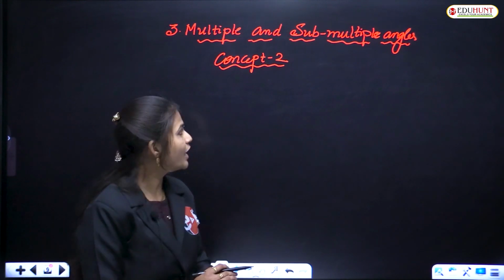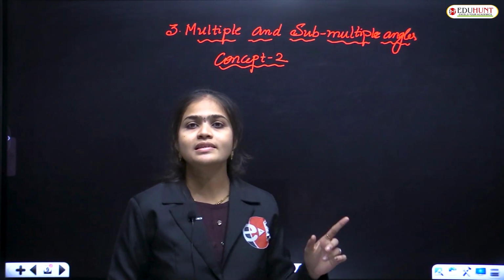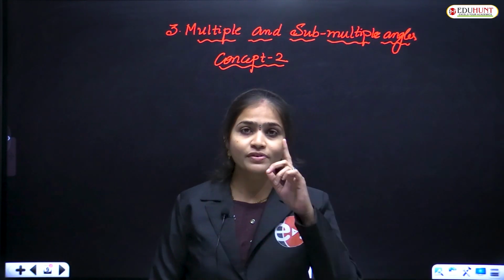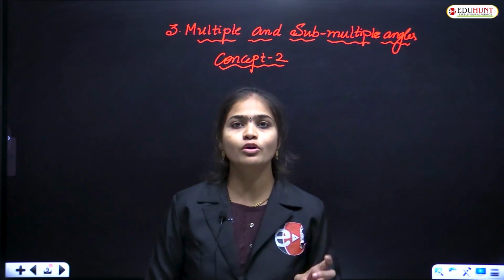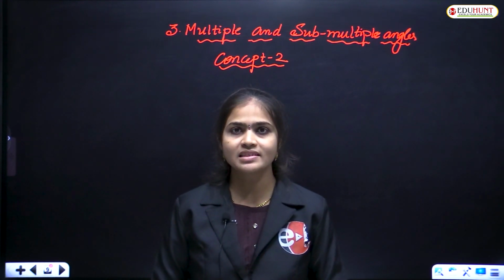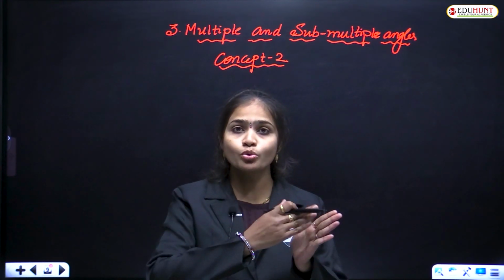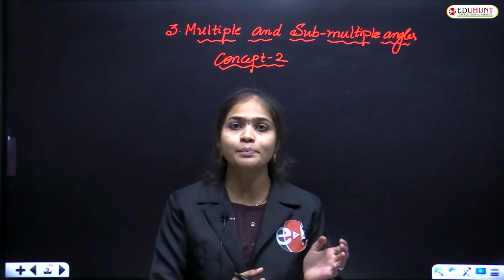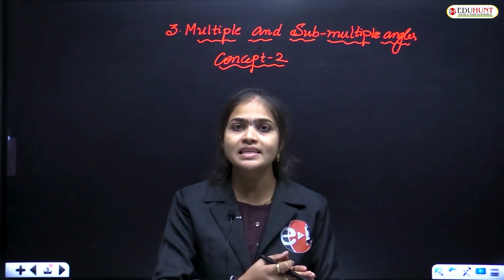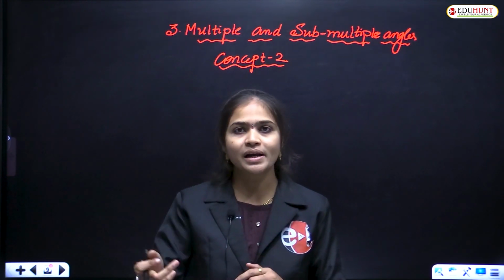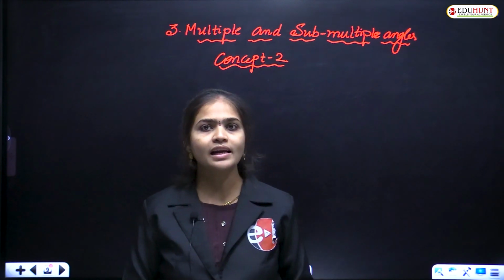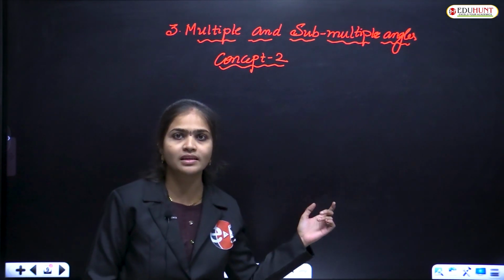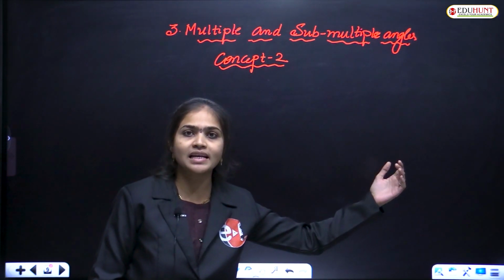Why, madam? When we discussed multiples and submultiples, the first formulas were sin 2A, cos 2A, tan 2A. Those are the 2A formulas we discussed, no? In those places we just replaced A by 2 to get the submultiple angles. Yes or no? Here also we discussed the 3A formulas, so here we just have to replace A by 3.